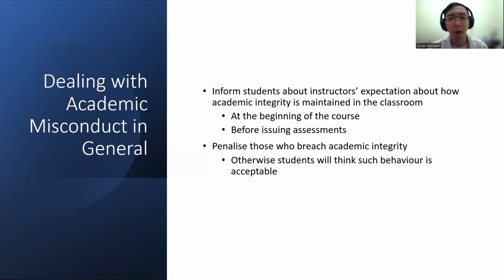So basically, we need to inform the students about the matter. We need to inform them about the expectations, how academic integrity is maintained in the classroom. It can be at the beginning of the course, and also before issuing an assessment. And also, it is important to penalize those who breach academic integrity. We cannot just inform them without penalizing, because otherwise, students will think that such behavior is actually acceptable.